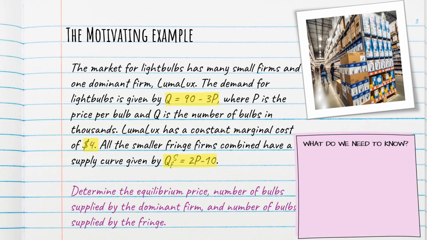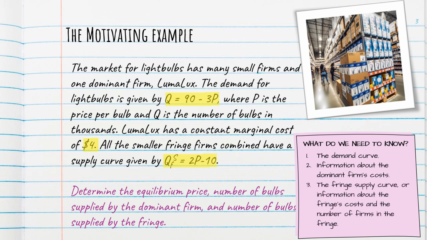So what do we need to know in order to answer this question? We need to know the demand curve. We also need information about the dominant firm's costs. Here we're told marginal cost, that's enough. We also need the fringe supply curve. That's the best case scenario, it makes the problem faster to solve. But if we don't have the fringe supply curve, we can also solve this problem with information about the fringe's costs, as well as the number of firms in the fringe, because with that information, we could derive the fringe's supply curve.